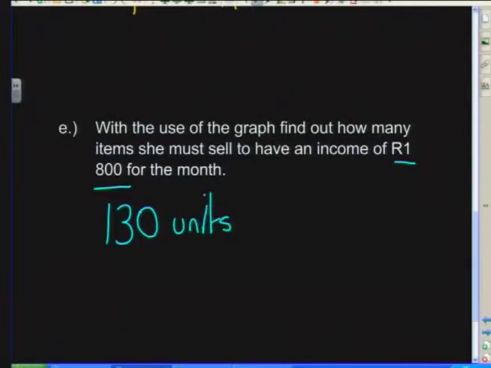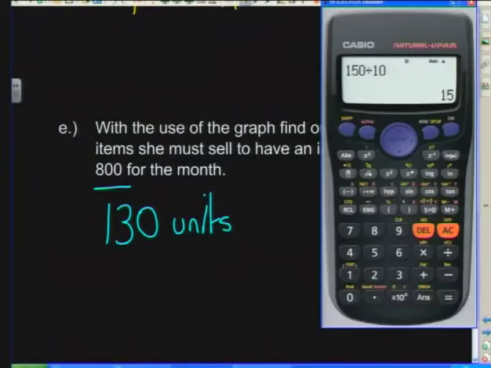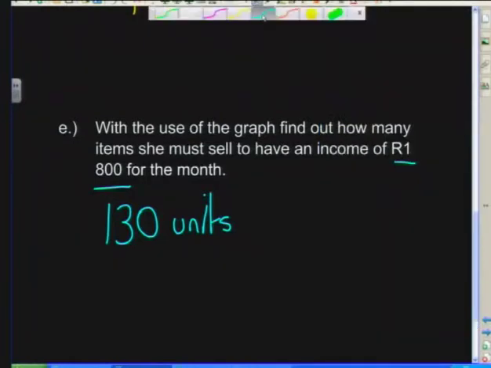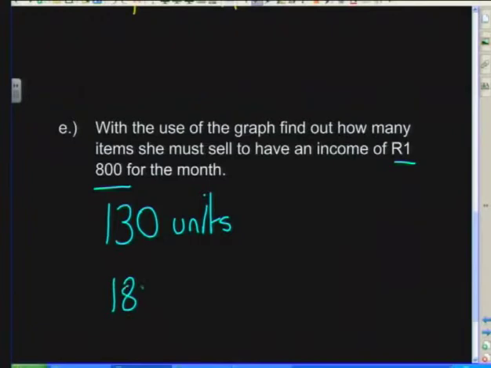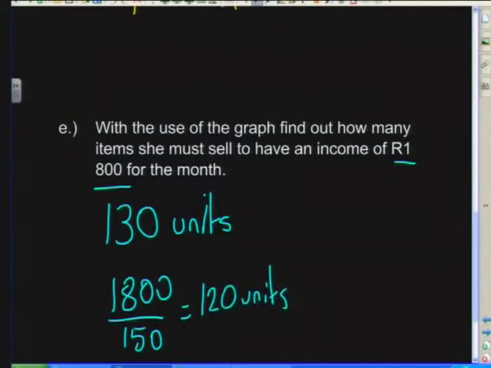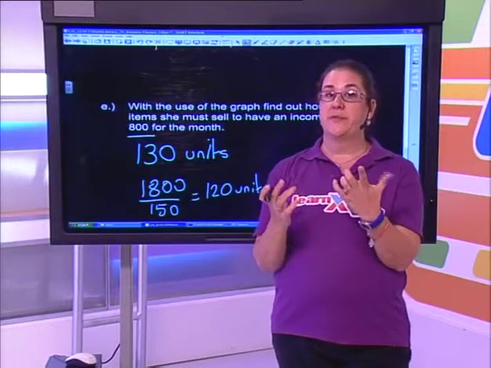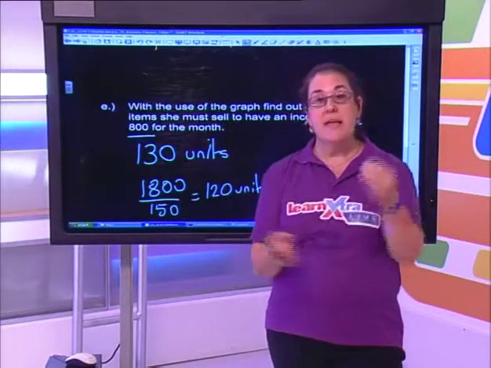And let's do our calculation. Now we've worked out it was 15 Rand each. So if we take 1,800 divided by 15, we get 120. You see how close we were? And my graph is totally inaccurate. So this is a nice way to check that we're actually in the correct place. Now, we've got a difference of about 10 units.